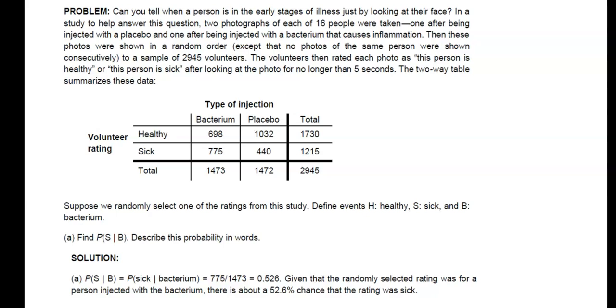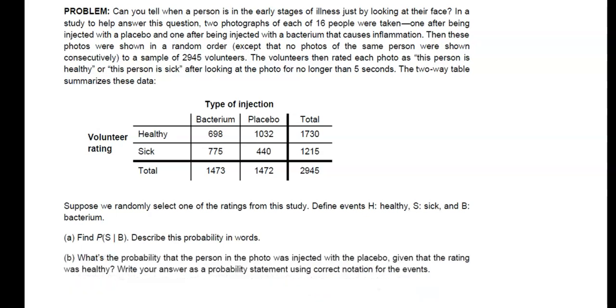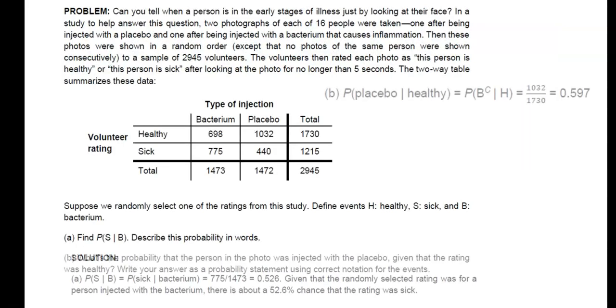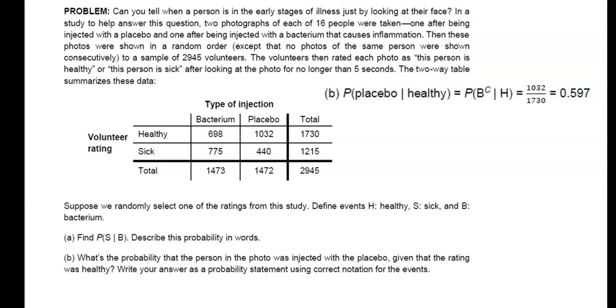Given that a randomly selected rating was for a person injected with a bacterium, there's about a 52.6% chance that the rating was sick. Part B, oh no, we haven't got there. What's the probability that the person in the photo was injected with a placebo, given that the rating was healthy? So given that you're healthy, 1,730, what's the probability rate? Placebo is 1032. Oh, here it is up top. I didn't see it. So we had 1032 divided by 1730, or 59.97%.